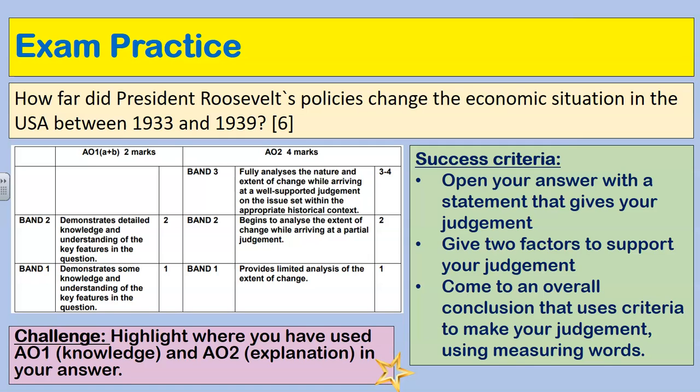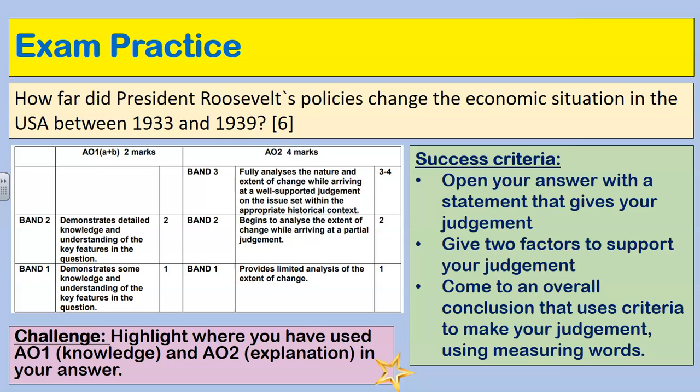You need to give 2 factors to support your judgment. So if you say that it's completely changed the economic situation in the USA, you need to give 2 bits of evidence to support that. You then need to come to an overall conclusion. So you've opened your answer with a statement, it was completely successful or it was barely successful, and then you need to back that up again and use your criteria from before.